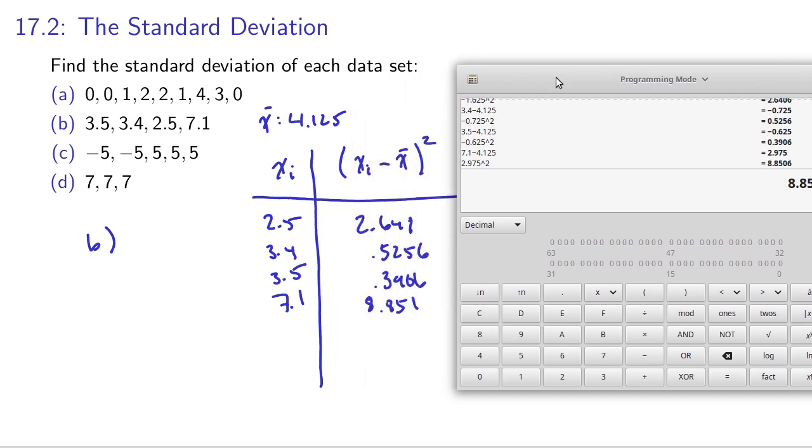So we add these together, 2.641 plus 0.5256 plus 0.3906 is 12.407825. We take the square root to find the standard deviation, 3.5225.